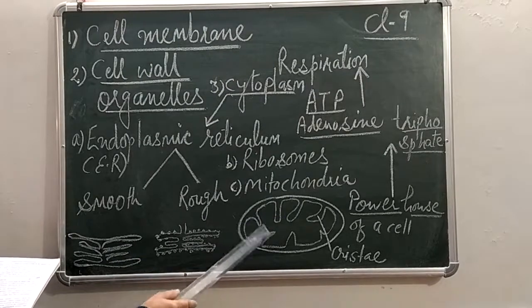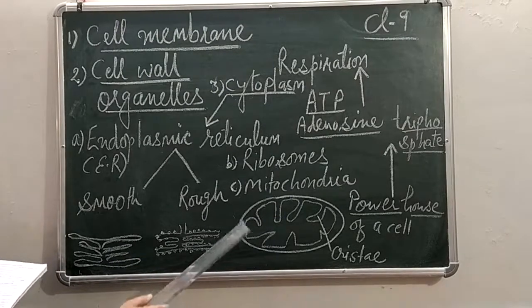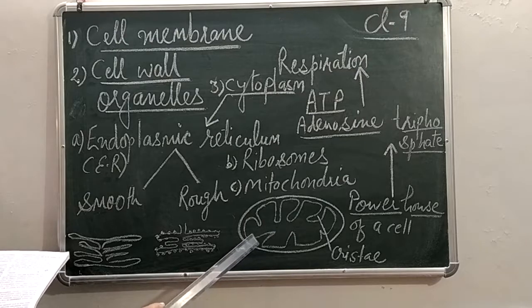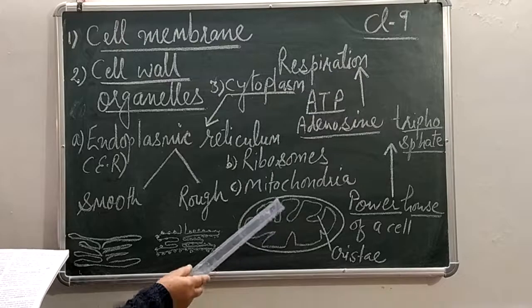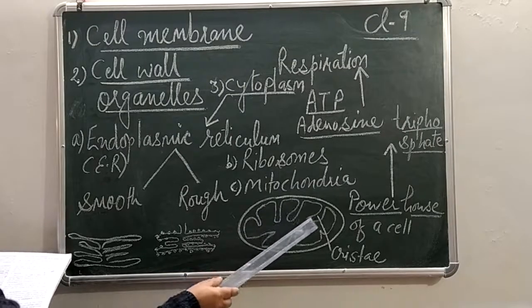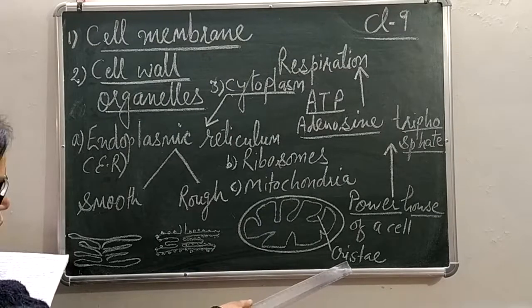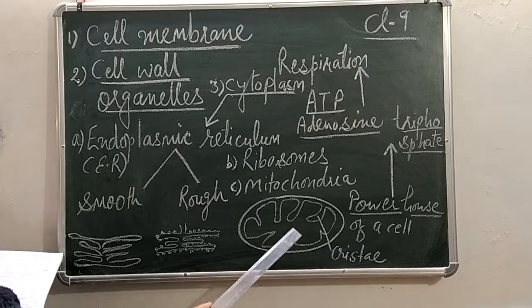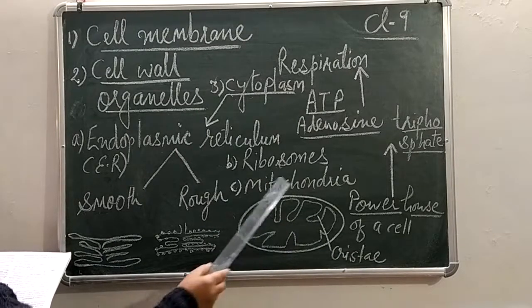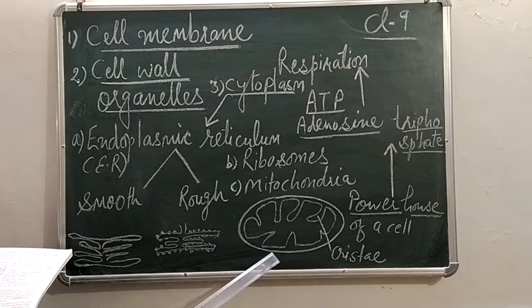The third organelle is mitochondria. This is the structure of mitochondria. They are scattered in the cytoplasm and are present in both plant and animal cells. Each mitochondrion has a double wall. The inner wall forms finger-like projections called cristae. And inside, there is the matrix. This is the structure of mitochondria.